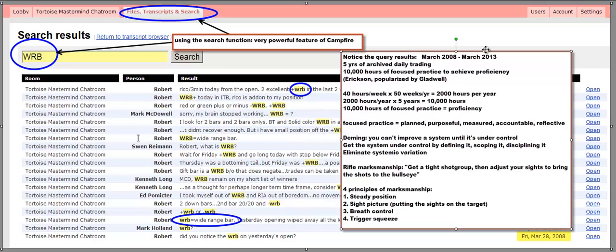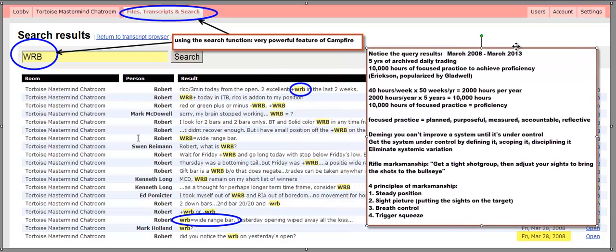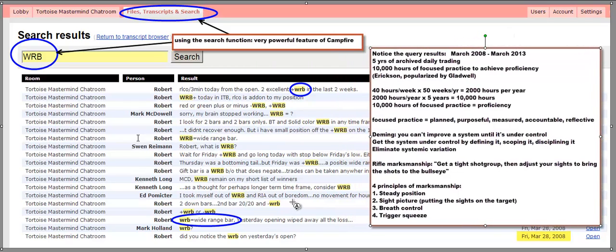He's added elephant bars since then, but the point was that in the chat room, regardless of whether you were there or not, you can use a search function to really zero in on a lot of contextual reflective learning. Well, when I looked at that, I noticed March 2008, and it's almost March 2013, and it struck me that just on that search, we've returned 5 years of archived daily trading practice.